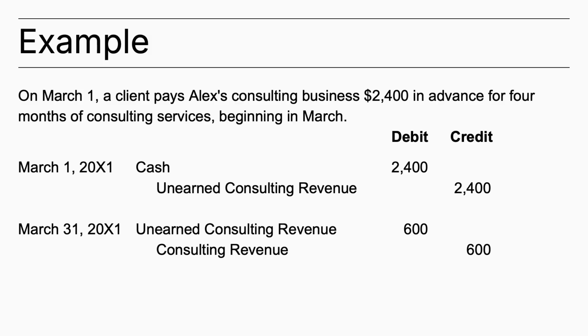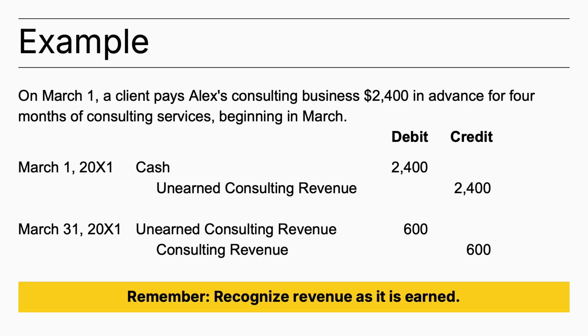If the agreement continues, the same adjusting entry will be recorded at the end of April, May, and June until the full $2,400 has been recognized as revenue. At that point, the unearned revenue account will have a zero balance. Remember, recognize revenue as it is earned.